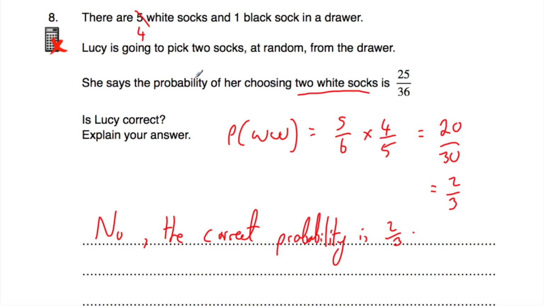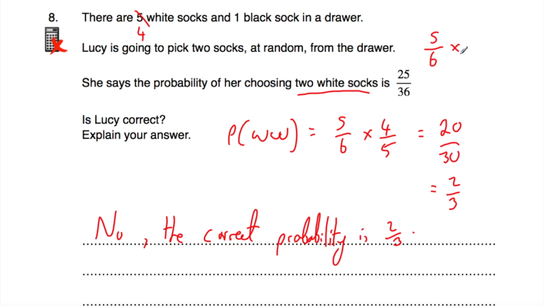And let's actually see what Lucy's done wrong. So Lucy got an answer of 25/36. Now the question didn't ask us what Lucy's mistake was, but I'm just going to explain it anyway. So in terms of the probabilities here, what Lucy's done is she said the first sock being white will be 5/6, because there was 5 white socks out of the 6 socks altogether.